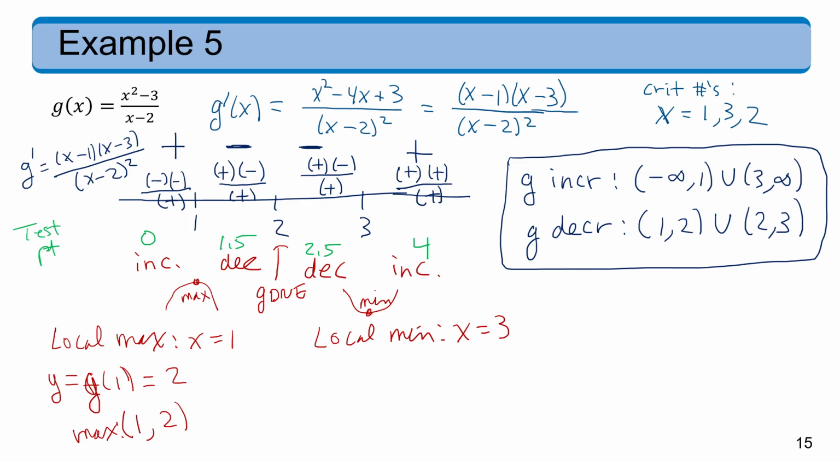Now we do the same thing for our local min. We plug 3 into our formula for g. So the numerator will be 9 minus 3, which is 6. Denominator 3 minus 2, which is 1. So we get 6. Okay, so our local min is x is 3, y is 6. So that finishes a big part of our analysis. The next part is concavity, so we'll do that on the next slide.